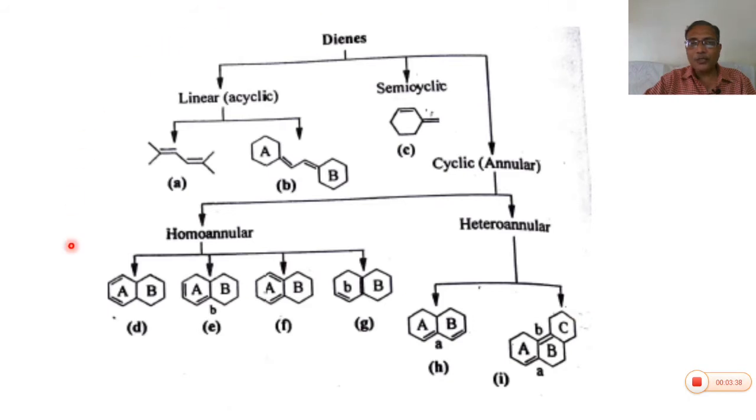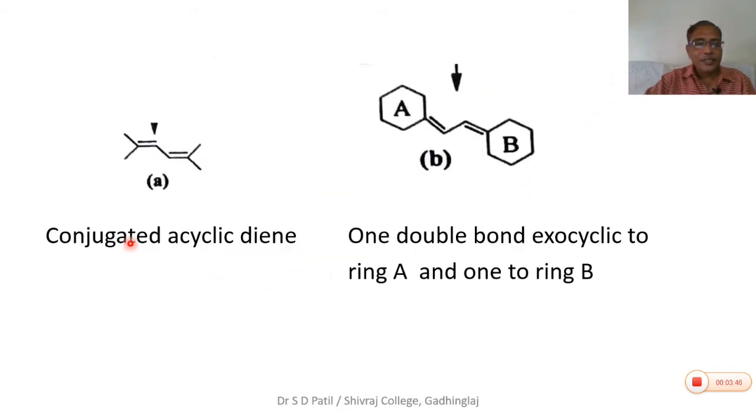So this chart gives different possible dienes. The dienes given in this chart are of different types. This diene which is labeled as A, it is a conjugated acyclic diene. When two double bonds are separated by a single bond, it is a conjugated diene. In earlier classes we have seen dienes are cumulated, conjugated and isolated. So here we are going to consider conjugated diene system.